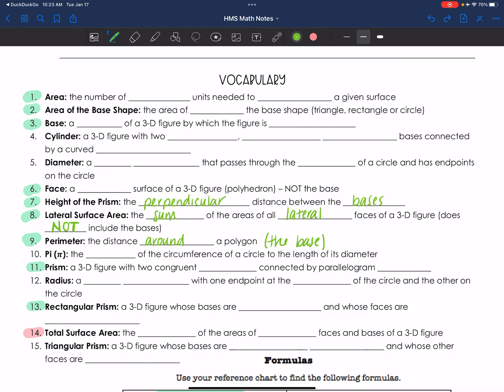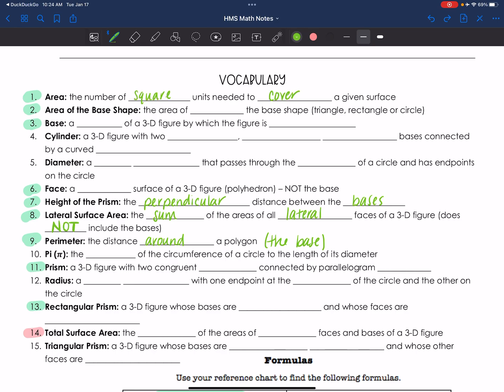Then the other part of our formula is the height of the prism, which is the perpendicular distance between the bases. Perpendicular is the most technically correct term, but it's just the distance between the two bases. So when we are finding it, we're going to find the base first, both our bases, and then the number that connects the two is the height of the prism.